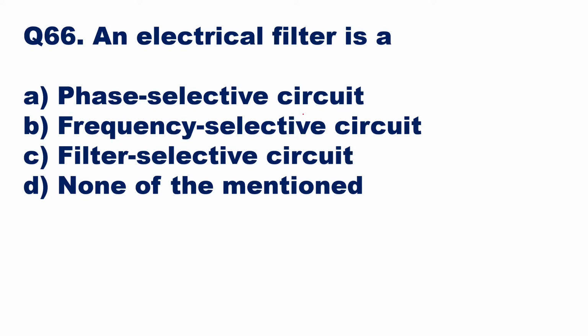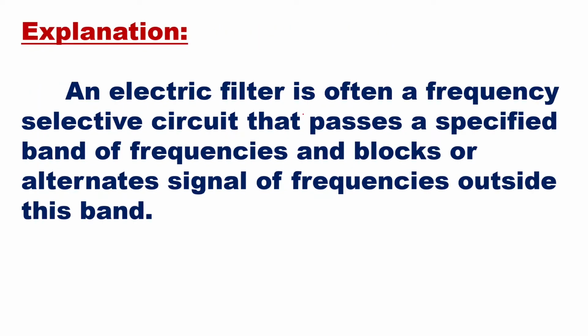So whenever we speak about filters, we classify them on the basis of frequency, like low pass filter, high pass filter, band pass filter, band elimination filter. So basically, an electrical filter will be a frequency selective circuit. It will pass the desired range of frequency, and it can reject the desired range of frequency. So it is a frequency selective network. So option B will be the right answer here.